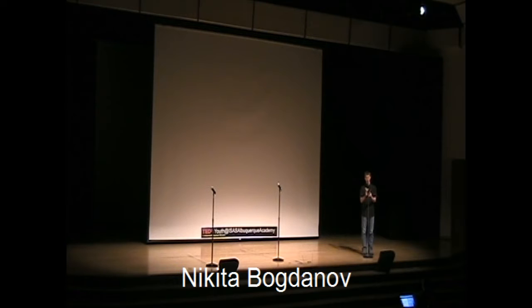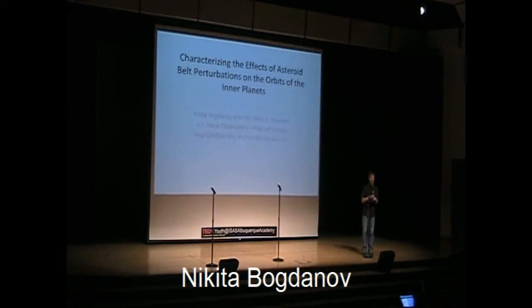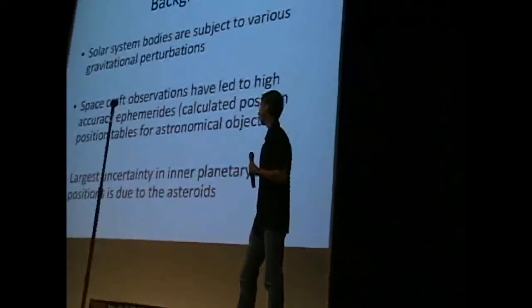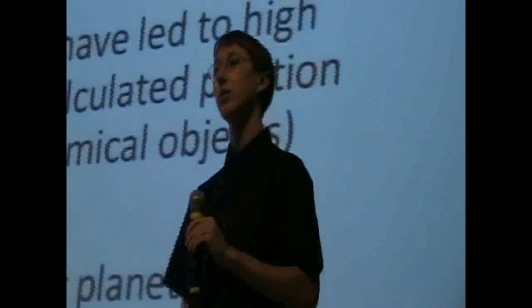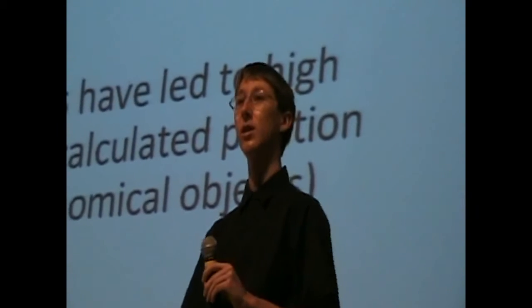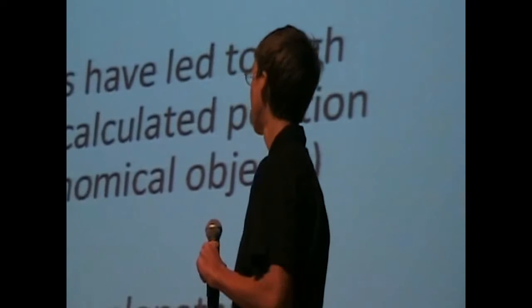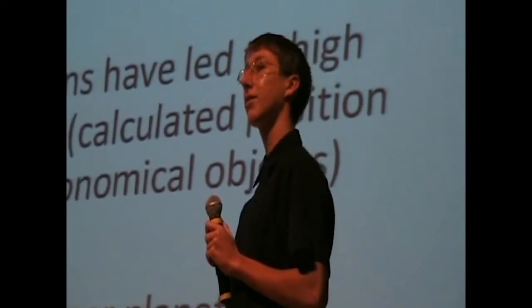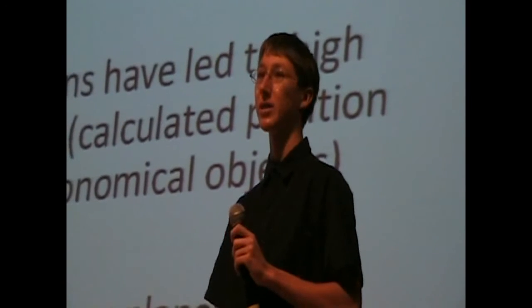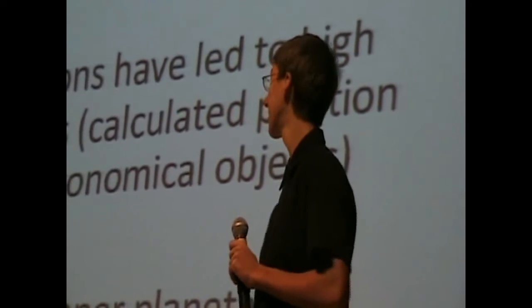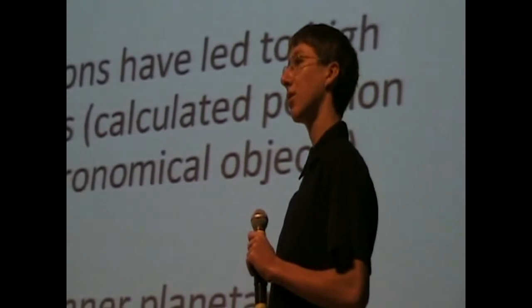project which my mentor and I completed this summer at the US Naval Observatory, Flagstaff Station. So to begin with, solar system bodies are perturbed by various gravitational perturbations, including asteroids, other planets, general relativity, and solar oblateness. Spacecraft observations have led to high accuracy ephemeris, especially for the inner planets. However, there are still uncertainties of up to 1 kilometer in planetary positions.